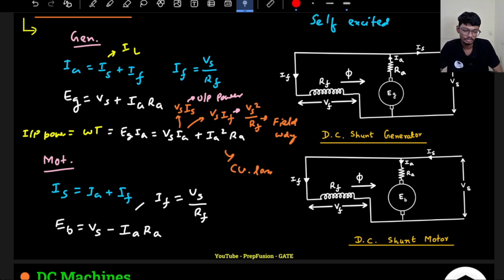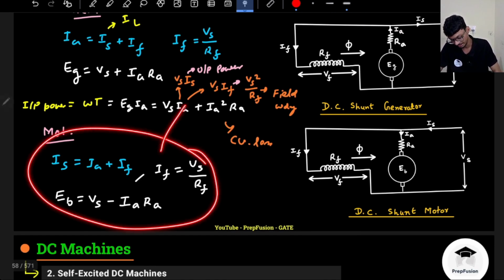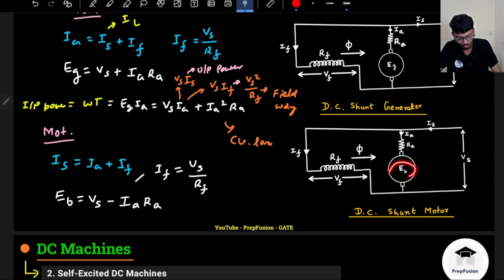Sorry, not output equals, sorry, input equals output plus losses, or output equals input minus losses. Anything will work. Same equation if you write it here, you will see that whatever input I am giving here equals output plus the losses in the copper winding of the armature and in the field winding. That is the exercise for you.